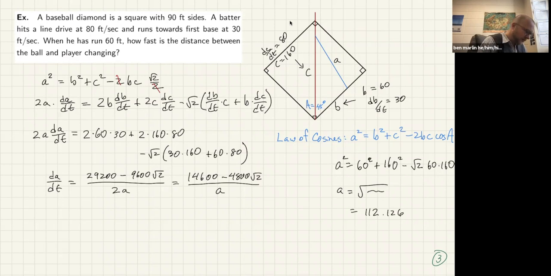for my A value. And so I am going to go ahead and take my 14600 minus 4800 square root of 2, close, divide it by that A, and I'm ending up with 69.669 blah, blah, blah feet per second. Now, realistically, you have no need to get it that exact. You can just say 70 feet per second, right? But we've got the numbers, so I went ahead and left it in there.